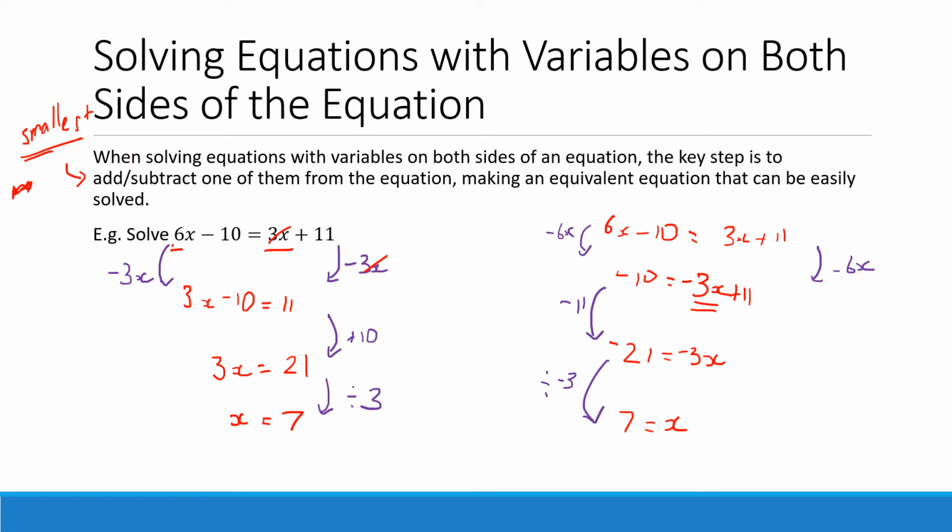Same answer. The only reason why using the smallest term, like we did in that first example, might work better is because it means you avoid using too many negative numbers. If you're confident with your negative numbers, it doesn't really matter. If you're not so confident, just pick the smallest term and then move it from there.